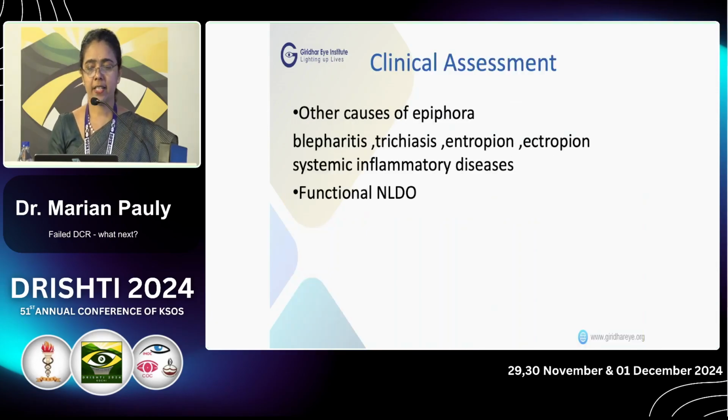Coming to the clinical assessment, it is more or less the same as the approach to watering. When you say failed DCR, rule out all the other causes: blepharitis, trichiasis, entropion, systemic inflammatory diseases, facial palsy, like very trivial facial palsy, nocturnal lagophthalmos. These are things we miss when a patient presents with watering again after DCR, because sometimes DCR can induce a transient paralysis of the orbicularis oculi, but it will recover later.